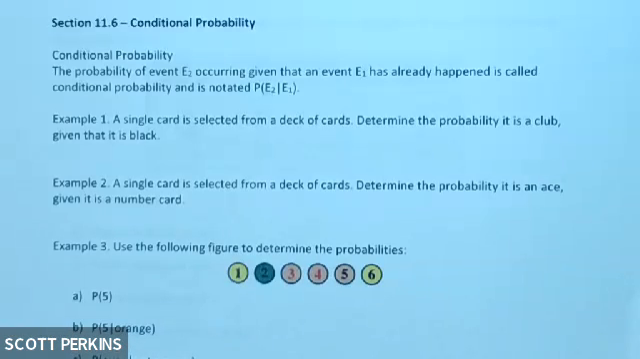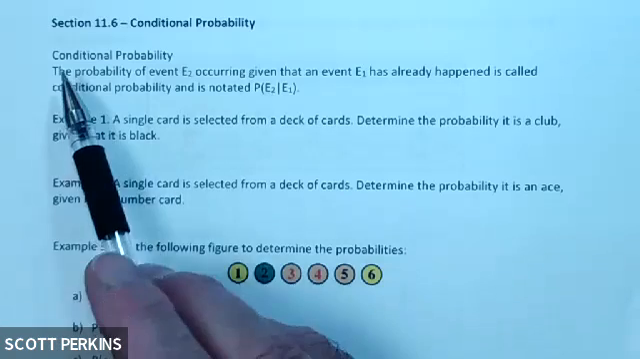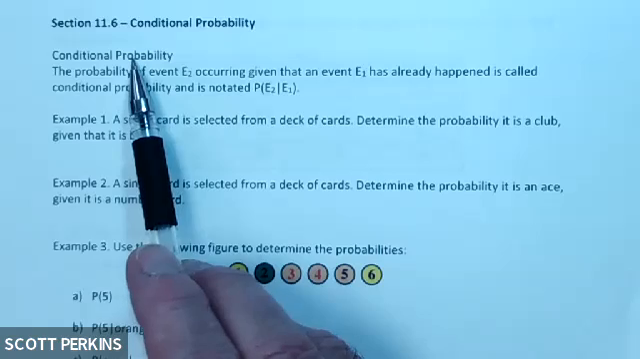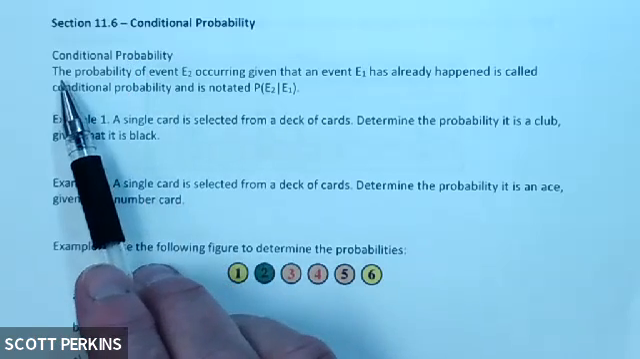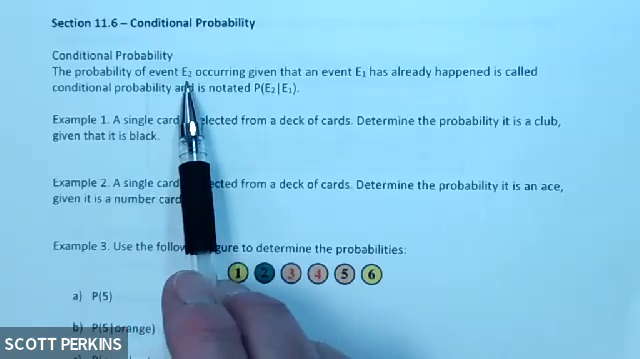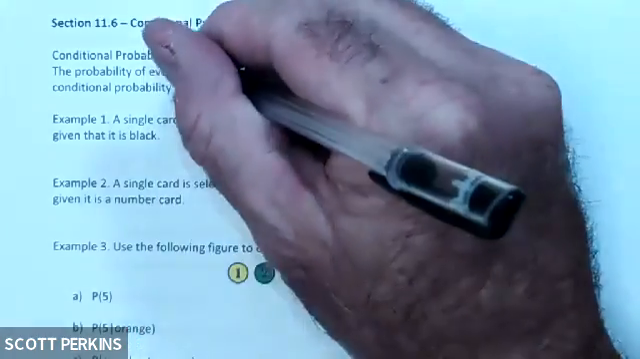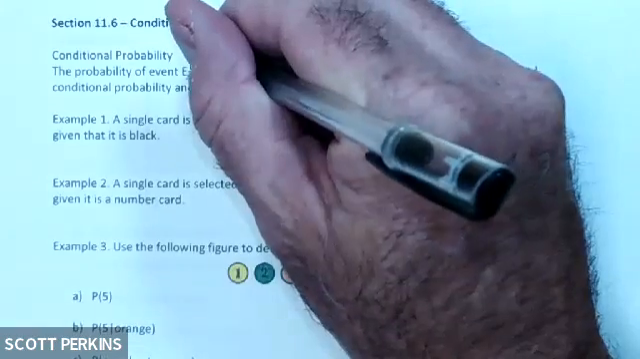All right, so we're going to continue talking about probability. We're going to look at what's called conditional probability. Okay, so here's what conditional probability is. Conditional probability is this situation. I'm going to find the probability of an event E2. Okay, this little subscript, the E2 means the second event.